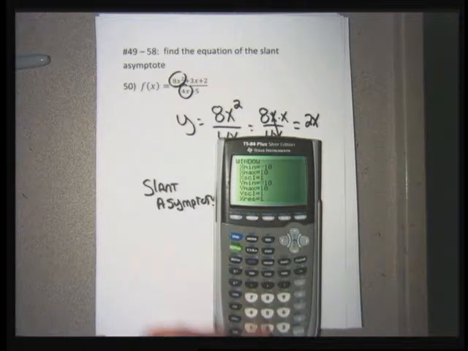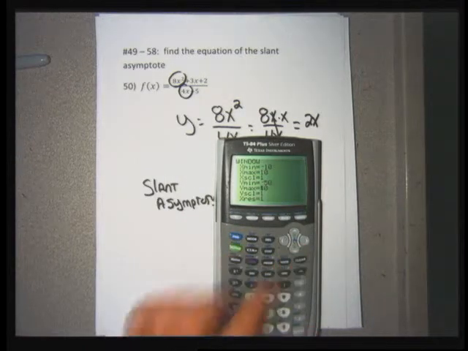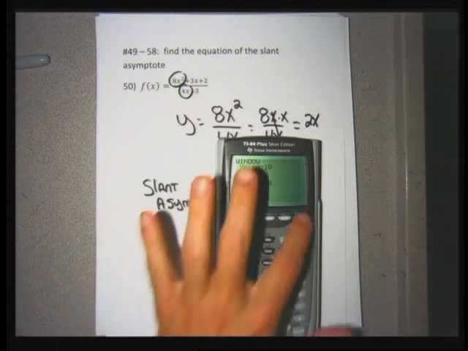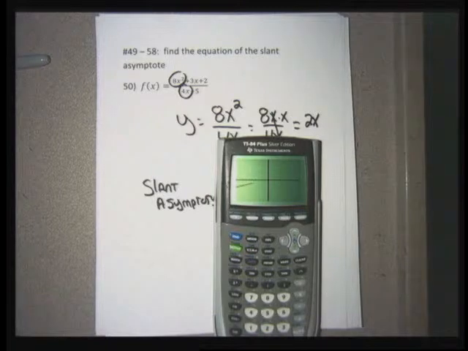I'm going to make my y's maybe go on the 50s. You start to lose perspective of how the graph looks when you start distorting the windows, but this just kind of focuses in on this feature of the graph. So there's my graph, and there's the line y equal to 2x. And that's a slanted line that the graph is getting closer to.